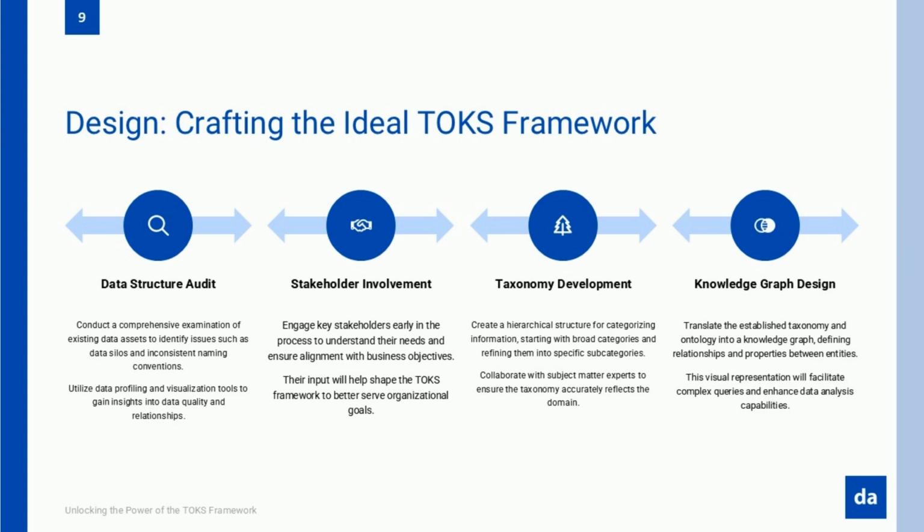Scalability and flexibility are paramount in the design phase. Our TOKS framework needs to handle growing volumes of data and evolving business needs. This might involve designing for distributed processing, implementing modular architectures that can be easily extended, or planning for regular updates to our taxonomy and ontology. We should also consider how our framework will integrate with other systems and data sources, both now and in the future.